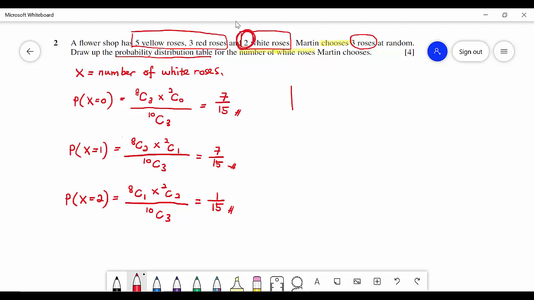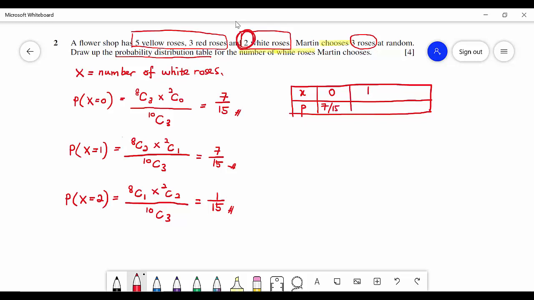Right, so after you have completed all the calculation, you draw the probability distribution table to show all the results that you have here. The first row will be the x, and the second row will be the p, the probability. When x equals 0, you have 7 over 15. When x equals 1, the probability is also 7 over 15. And when x equals 2, the probability that you get is 1 over 15. So this is the probability distribution table that you should show.